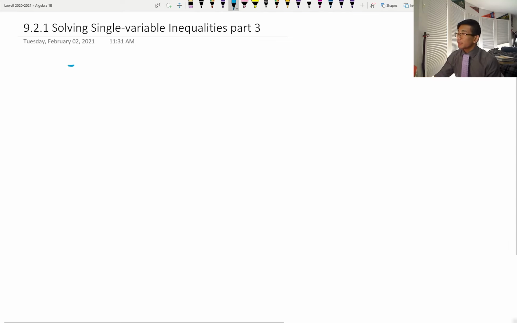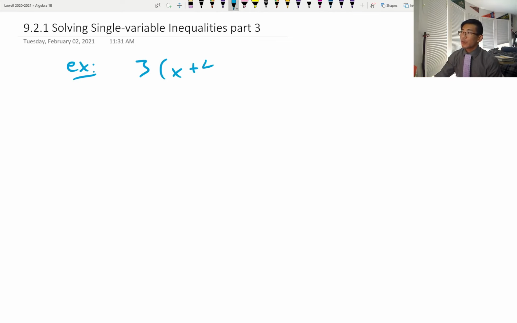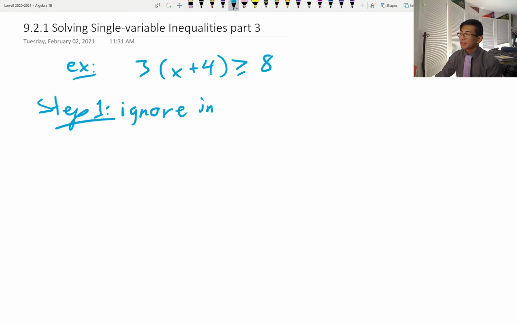Okay, so our example today will be this: 3 times (x plus 4) is greater than or equal to 8. Okay, we're going to do a fraction. That's okay. Alrighty, so step 1. Ignore the inequality, solve it like an equation. Okay, that's step 1. So really, I don't care about this for now.